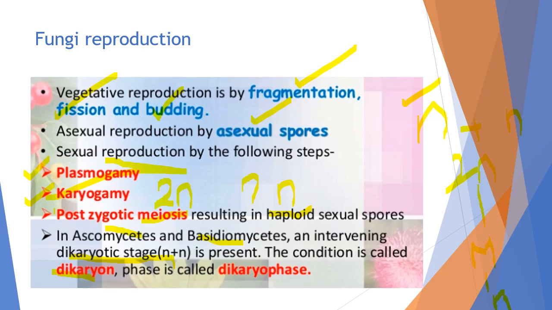Okay, so what are the different steps in the sexual reproduction? First one is plasmogamy, second one is karyogamy, and the third one is meiosis. And after the meiosis, we will get the haploid spores, and these haploid spores will germinate to form the haploid mycelium. Again, the cycle will keep on going. And in some of the classes like Ascomycetes and Basidiomycetes, they remain in this n plus n stage. That stage is called as dikaryotic stage for some time. And after that, these nuclei will fuse and form the 2n. Then meiosis will take place, converting them into haploid spores. So these are the stages in the sexual reproduction of a fungi. Clear, everyone?